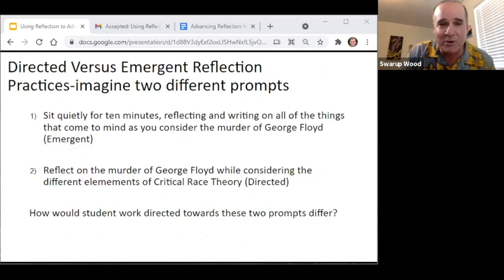Okay, a little bit more about this idea of directed versus emergent reflection. And I'll just say that neurologically, these are really, really different tasks. Imagine a scenario in class where you have students sit quietly for 10 minutes reflecting and writing on all the things that come to mind as you consider the murder of George Floyd. There's an example of emergent reflection.